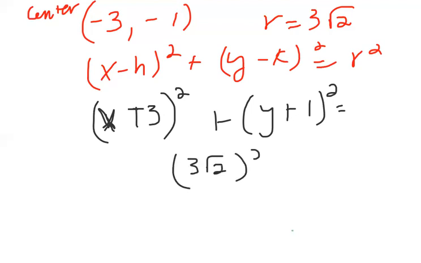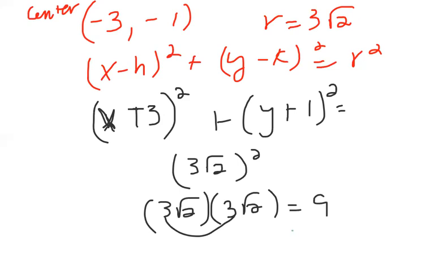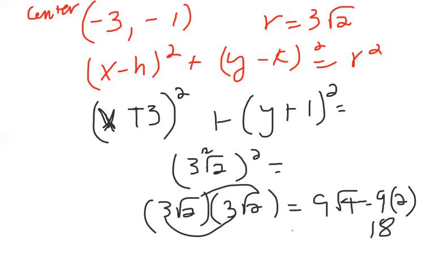Now, I'm pausing here, guys, because we're going to have to take the 3 radical 2 and square it. If we square 3 radical 2, this is the same thing as saying you have 3 radical 2 times 3 radical 2. This is one way of doing it. 3 times 3 gives you 9. Square root of 2 times square root of 2 is square root of 4. Square root of 4 is 2, so 9 times 2 gives you 18. Or, how about this? 3 squared is 9, square root of 2 squared is 2, and 9 times 2 is 18. So guys, when you take that 3 radical 2 and you square it, you're going to get 18 from that.